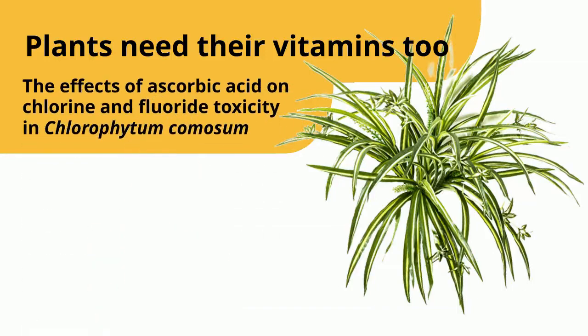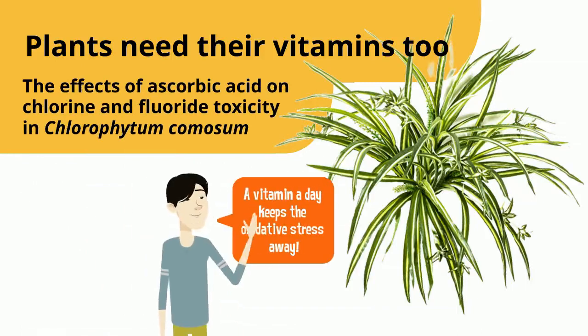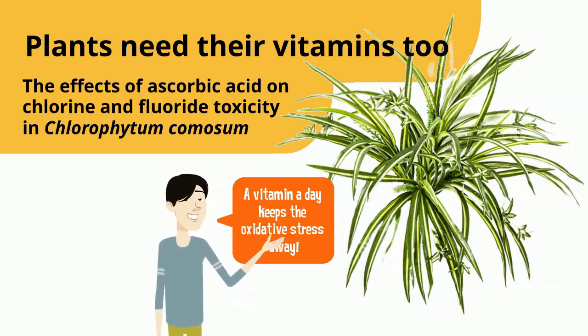Everyone, my name is Amanda Hoffman, and today I'm going to be talking to you a little bit about Chlorophytum comosum, or what is more commonly known as the spider plant. Specifically, I'll be going over how ascorbic acid is able to mitigate the toxic effects of chlorine and fluoride that is found in irrigation water sourced from our taps.